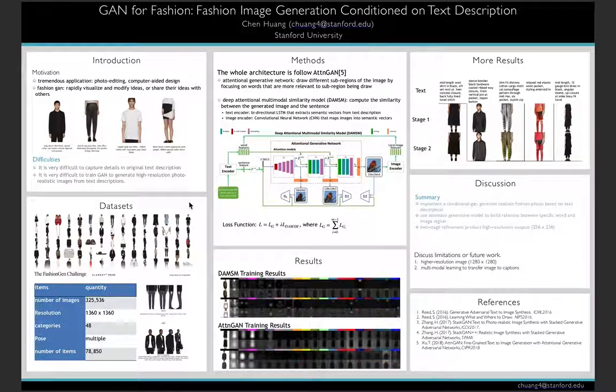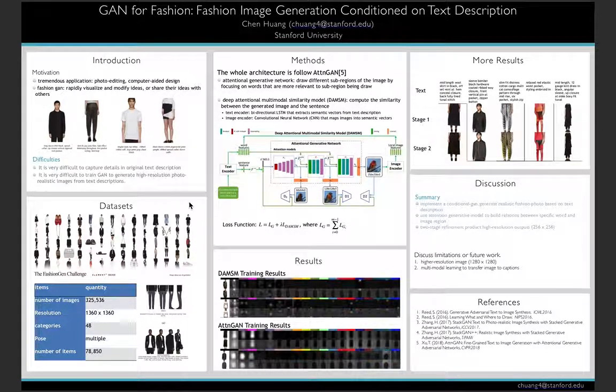The image resolution is very high, which is 1360 by 1360. And in total, we have 48 categories. The description length is more than 30 words for each sentence. So that's a very long and very detailed description for each single item. The challenge here is basically twofold. First, the image must be realistic, right? And the second is that the realistic image must match its text description. So these are the two tasks we keep in mind.